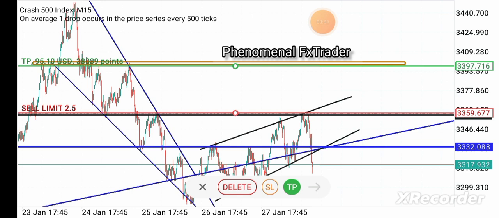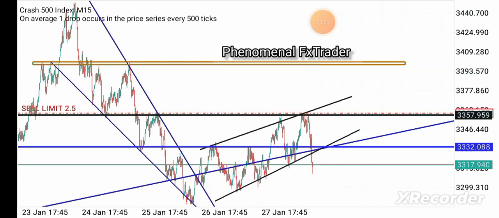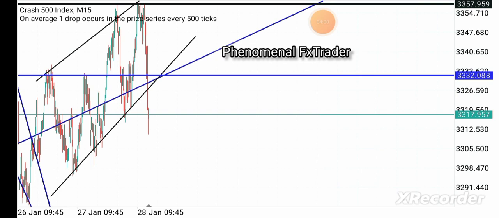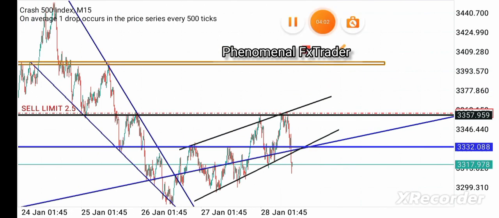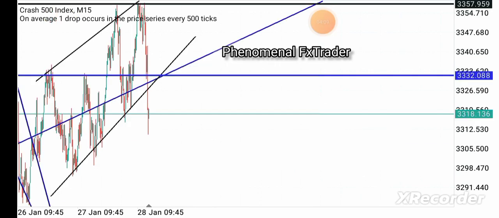But from what I'm saying here, you can see that the market actually reversed. Sorry, the market broke out of this trend line. The market has broken out of this trend line. You can see the market has broken out of this channel.